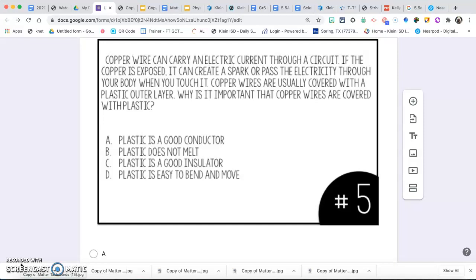A. Plastic is a good conductor. B. Plastic does not melt. C. Plastic is a good insulator. D. Plastic is easy to bend and move.